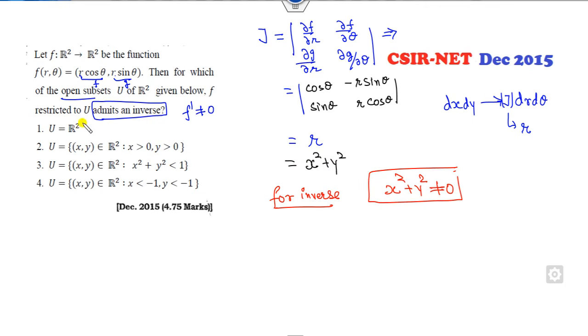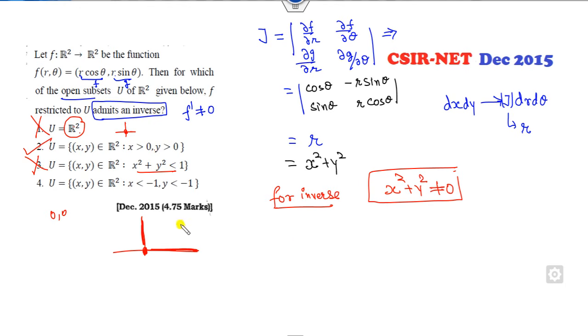Fine. Now look at that. This option is cancelled out because this is my complete R2 and the origin is satisfied. What is the meaning of that? x is strictly greater than 0, and y is strictly greater than 0, so the sum of the squares will never be 0. This one is x square plus y square less than 1. It means 0 comma 0, the origin, satisfies this property.